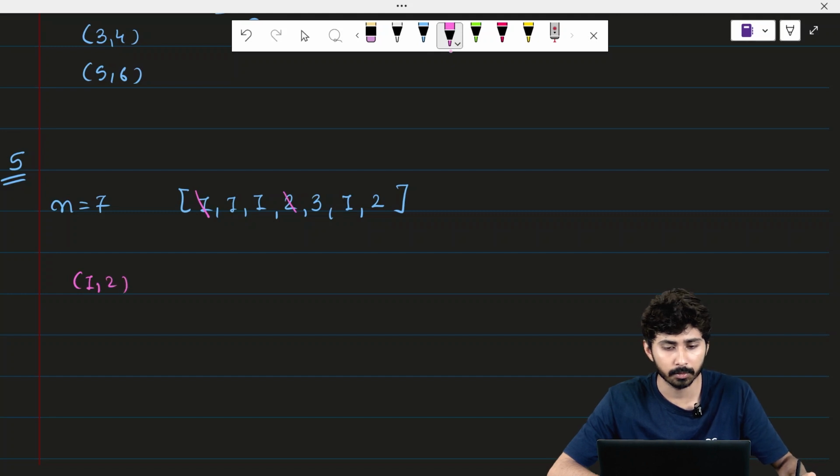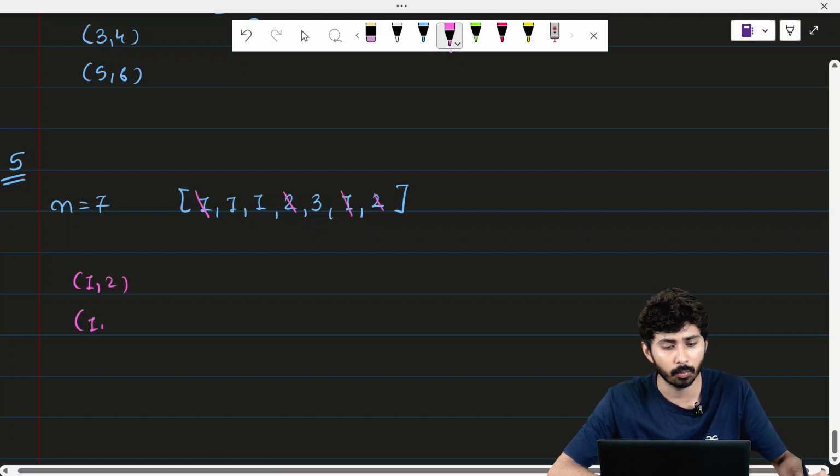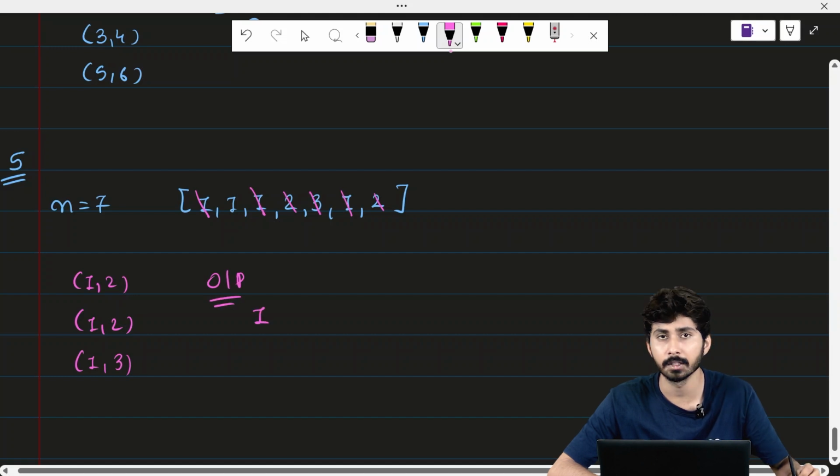Now one more pair I want to select. I'll select 1 and 2. Now one more pair, 1 and 3. Okay, fine, 1 and 3. Now what is the remaining size of the array? The array is now of size equal to 1.